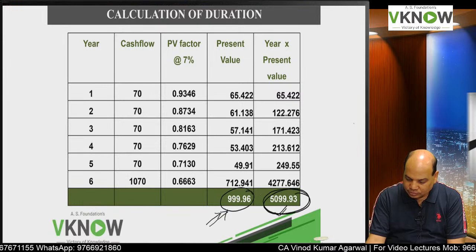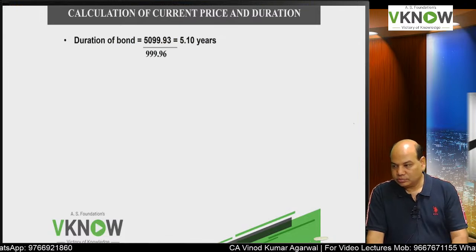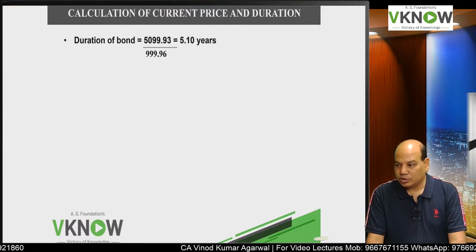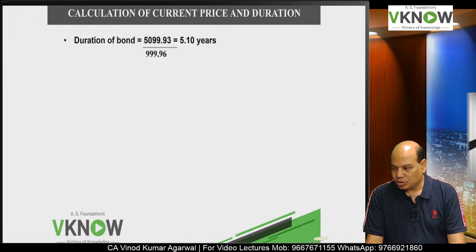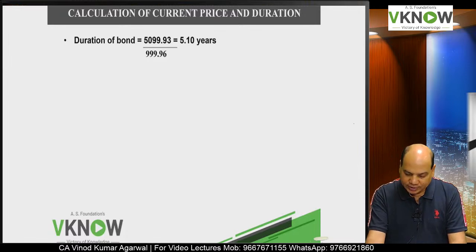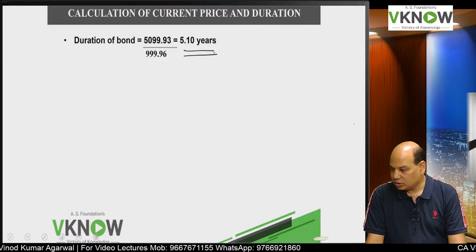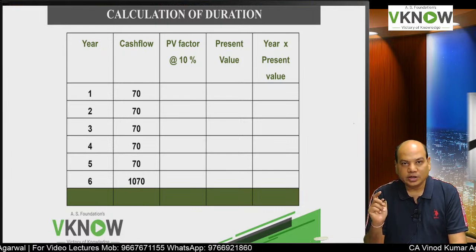5099.93. This divided by this will give you the duration. So kindly write down below, duration of the bond is equal to 5099.93 divided by, you can write 1000 or you can write 999.96. So is the answer 5.10 years? Yes. Then we have to again calculate duration when YTM is 10%.